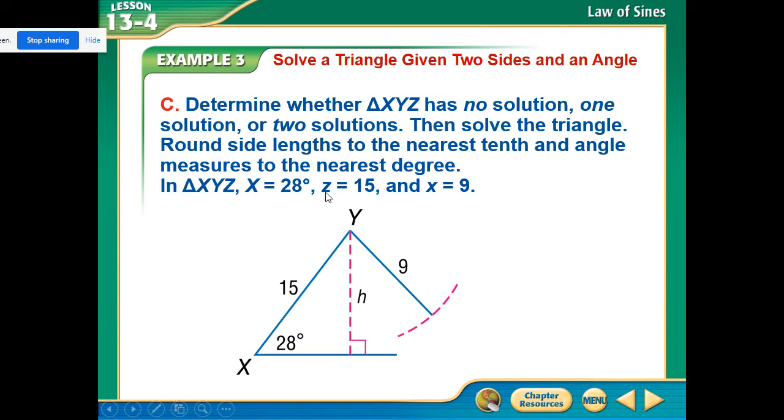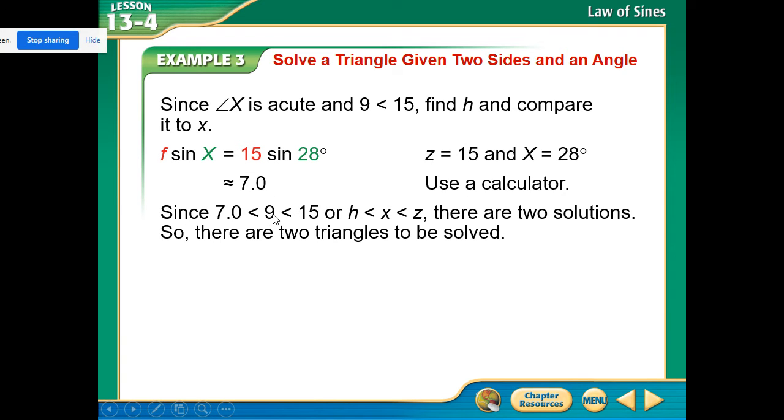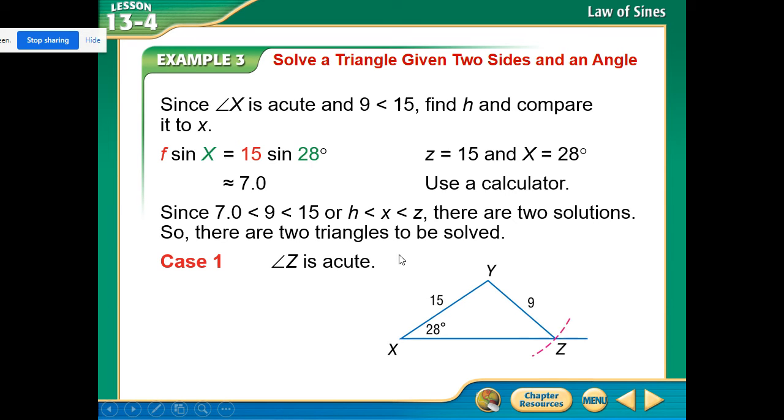All right, here's another one. We have acute again, so we're going to do 15 sine of 28. So 15 sine of 28 is 7.0. Now 7.0 is less than 9, so that's great. But the 9 is also less than 15. So since the 9 is less than 15, there are actually 2 solutions since it's in that middle section between h and the b value. So we're going to have to go ahead and find 2 separate triangles.